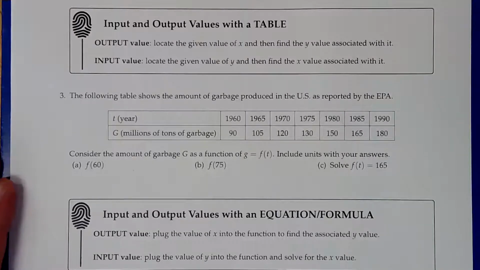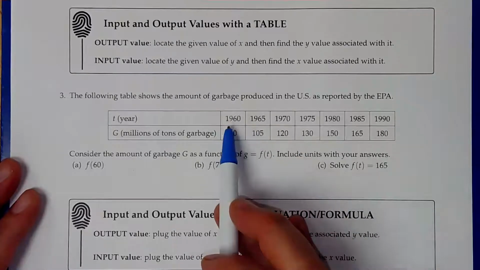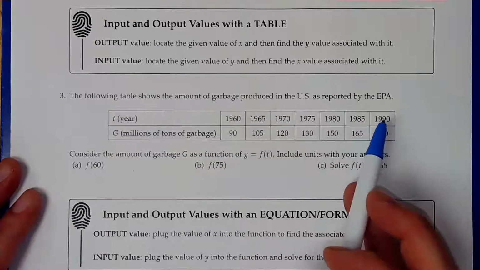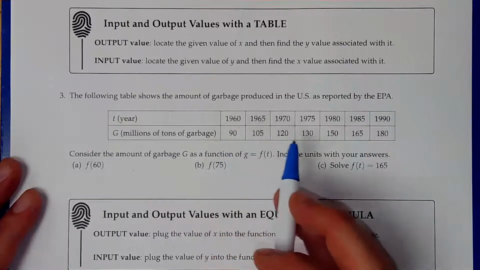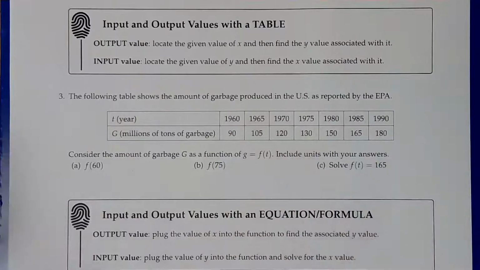All right, so let's look at how to find input and output values with a table. On a table, typically the first row or the first column is your independent variable, and the second row or second column is your dependent variable. You should always look at the labels to make sure that's true, but that's typically how they're presented.